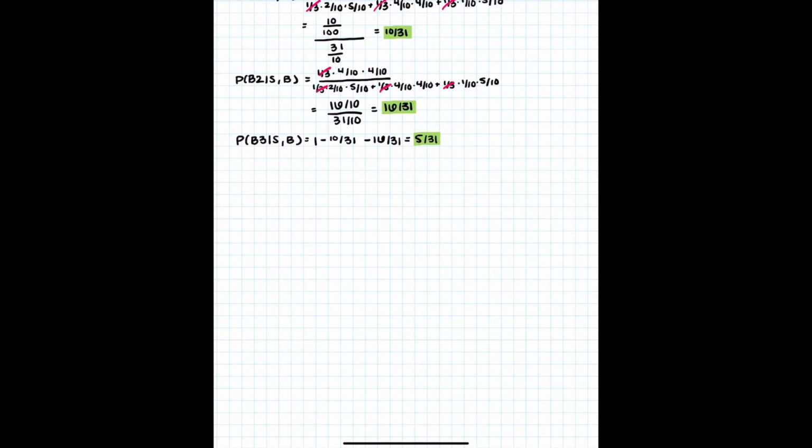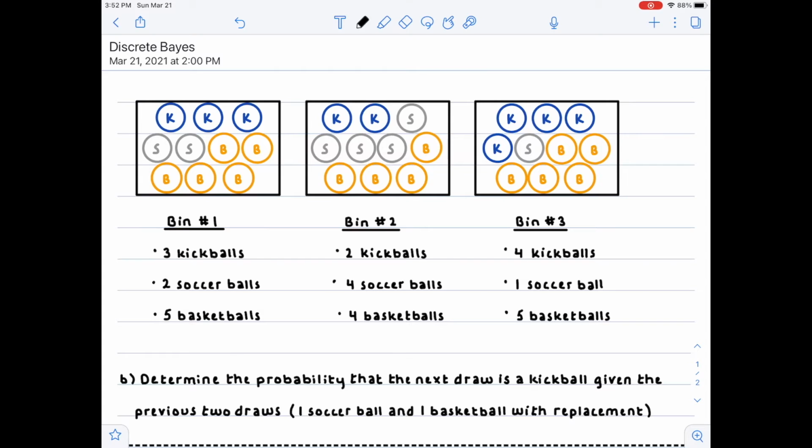And so with that, I'll pass it off to Anna, who will take us into part B. We are now ready to tackle part B of our problem. Part B tells us to determine the probability that the next draw is a kickball given the previous 2 draws.